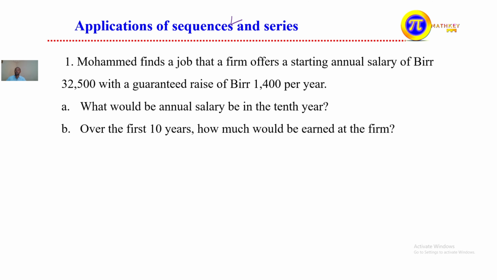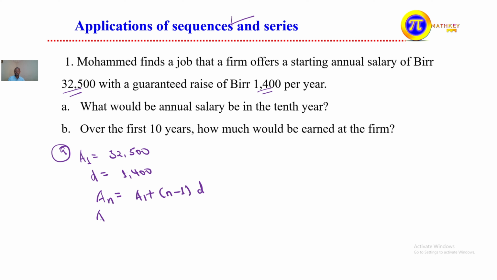An is equal to A1 plus (n minus 1) times d. In our case n is 10, so the 10th term is equal to A1 plus (10 minus 1), which is 9, times d. A1 is 32,500 plus 9 times the common difference, which is 1400.